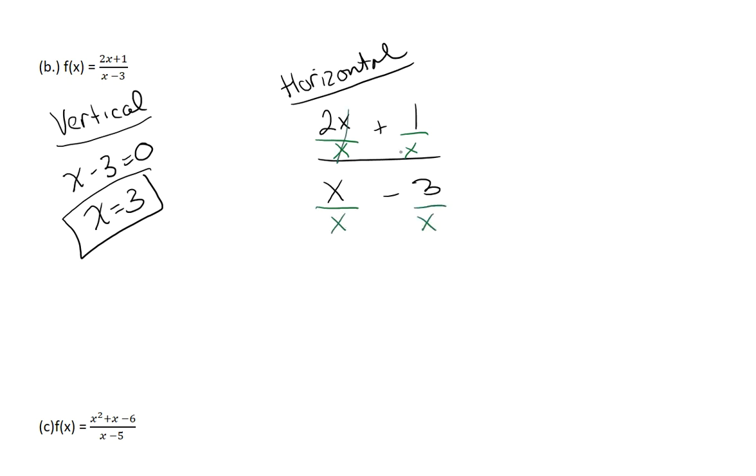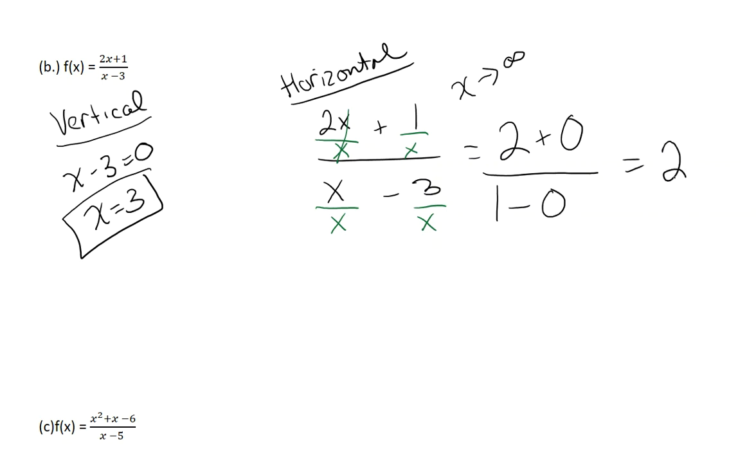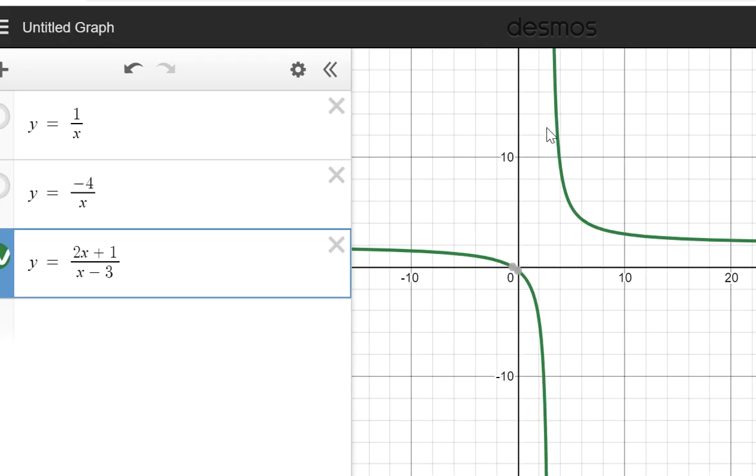And they cancel out here, so that reduces to 2. And then 1 over x, again, as x approaches infinity, so as it gets larger, this number is going to get really close to 0. This will become 1 minus 0. Therefore, our horizontal asymptote is 2 over 1, so it is y equals 2. Now, let's go to Desmos and plug that in to see what it looks like. You can see it's discontinuous, and right about here, which is about 3, that's our vertical asymptote, and 2 is our horizontal.